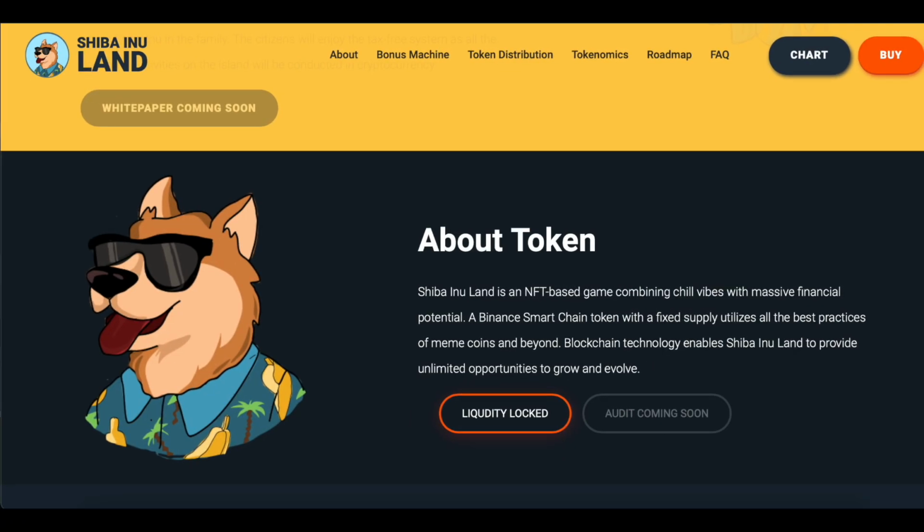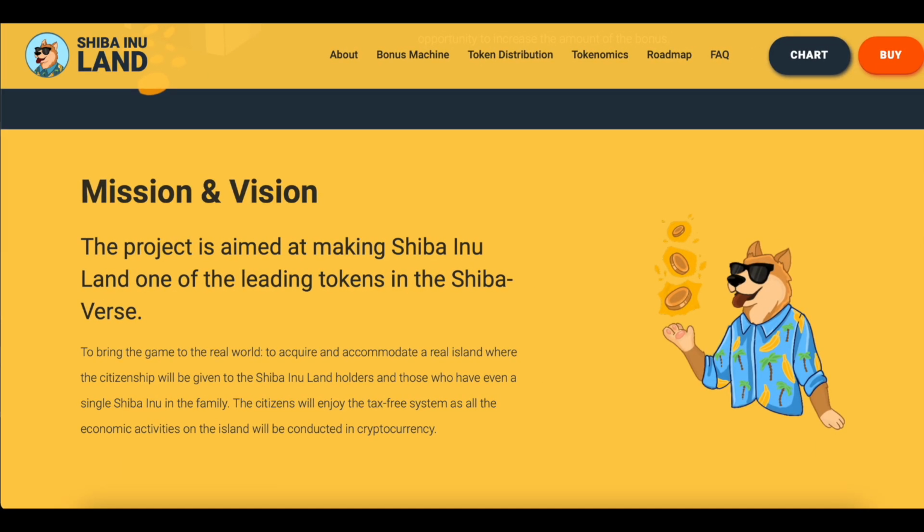Shiba Inu Land is an NFT-based game combining chill vibes with massive financial potential, a Binance Smart Chain token with a fixed supply that utilizes all the best practices of meme coins and beyond. Blockchain technology enables Shiba Inu Land to provide unlimited opportunities to grow and evolve. The project is aimed at making Shiba Inu Land one of the leading tokens in the Shibaverse.